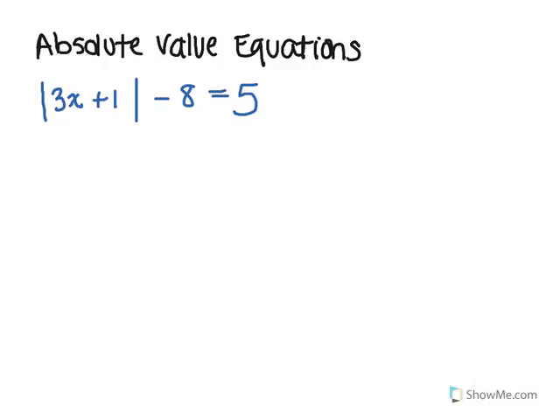Absolute value equations. Before I go over this example, I just want to look at a quicker example. Let's say we have the equation absolute value of x is equal to 7. A lot of times people think that whatever's in the absolute value always ends up being positive, which is somewhat true.